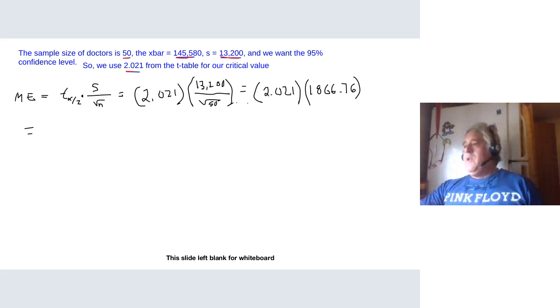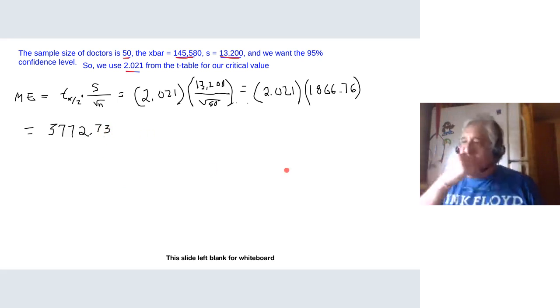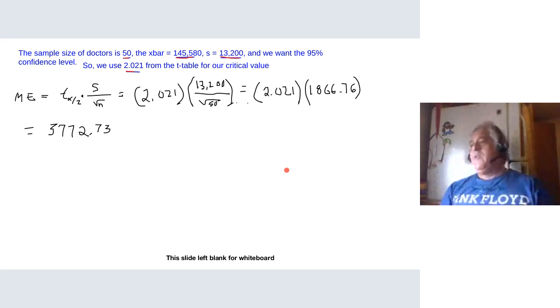So now we're just going to multiply that times 2.021, and we're almost finished. So that's 3,772.73. I'm going to put the cents in there, but when we get to the end, we're going to round it off to just whole numbers. So that margin of error is $3,772.73.